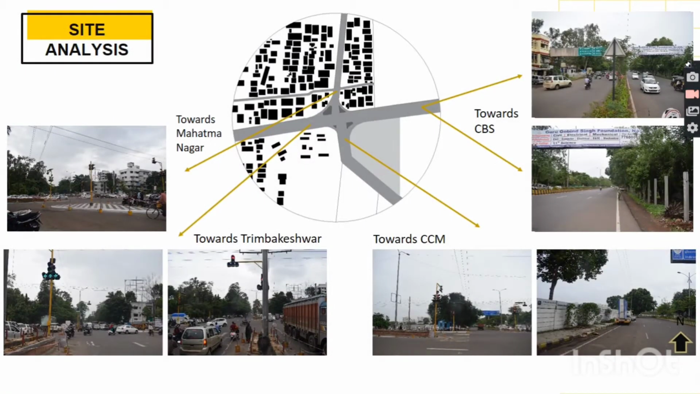Before starting the design, the first step is site analysis. The site is located at ABB Circle. The site has two major axes, one 30-meter wide road which leads to Trambak and the other 25-meter wide road which leads to CCM. The site surrounding is in a developing phase and it is located in a very high traffic area.